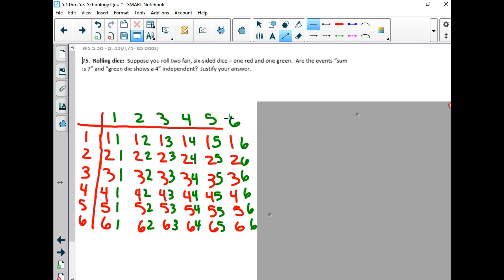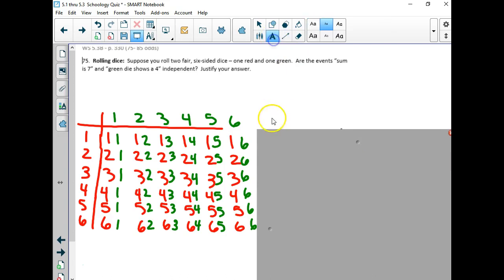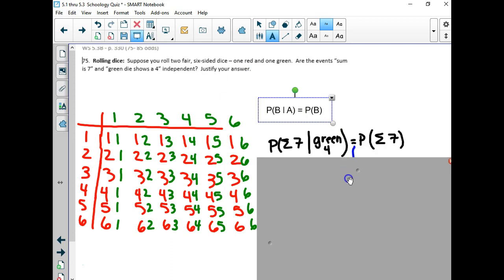Now it says, are the events sum is 7 and green die is 4 independent? Justify your answer. Remember, I like strategy 1 for proving independence. Okay, I'll write down strategy 1 again. It's the probability of B given A has to equal the probability of B. Does it matter what comes first? No, you can pick. It doesn't matter. I just read left to right.